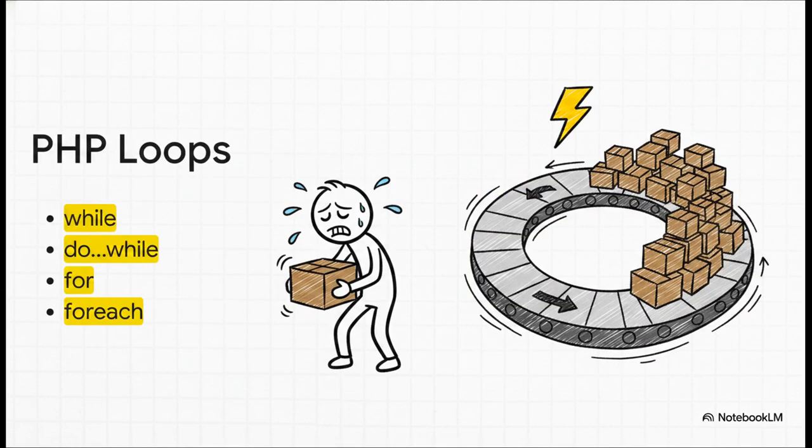Now, the name of the game in programming is efficiency. And loops, they're the ultimate time saver. I mean, why manually write the same line of code over and over? A while loop keeps running a block of code as long as a condition holds true.